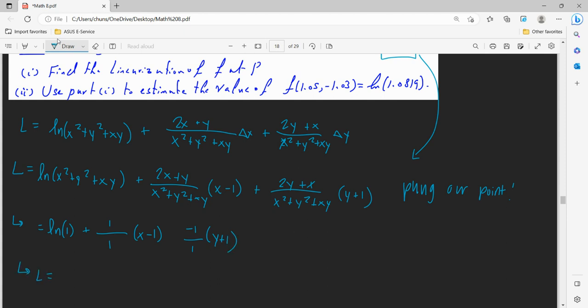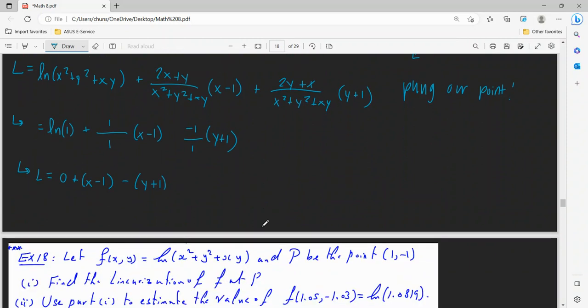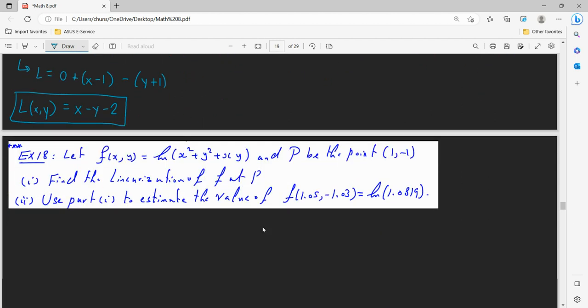So then this is going to give us 0, and this is plus x minus 1, and this is minus y plus 1. And finally, our linearization as a function of x and y is equal to x minus y minus 2. Okay, so that is part 1 of our question.